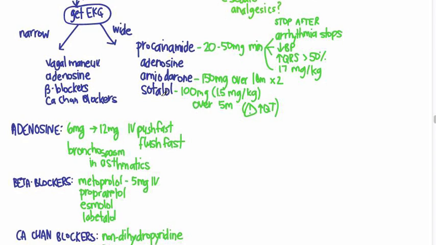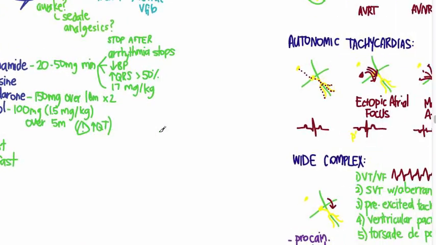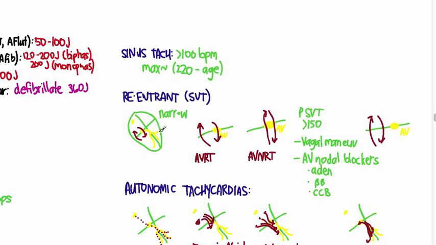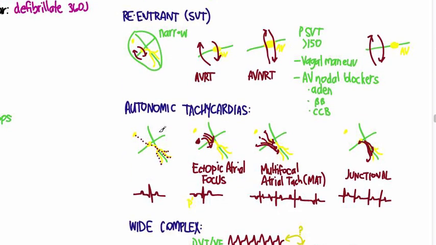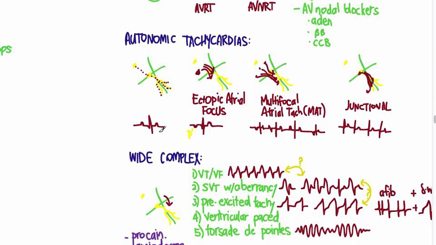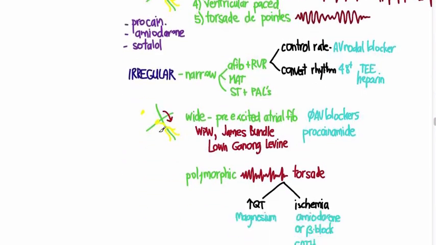Now we looked and we know that there are some wide complex rhythms that probably do go through the AV node, namely that SVT with aberrancy, that is SVT with an underlying bundle branch block that was there already. But if you can't tell, it's always best to assume the worst. Assume that it's the wide complex. And here are our doses for those drugs we were going to give. And we talked about the tachycardias already. We talked about sinus tach, reentrant tachs, autonomic tachycardias, wide complex, and irregular ones.